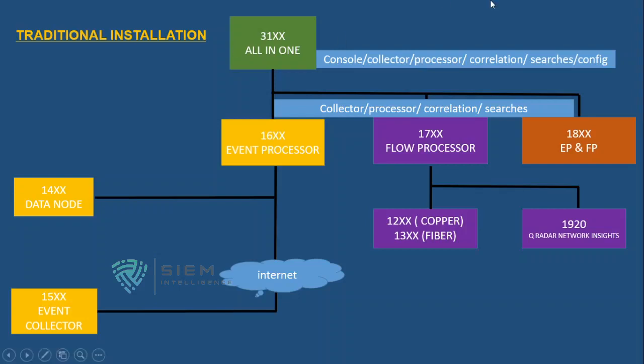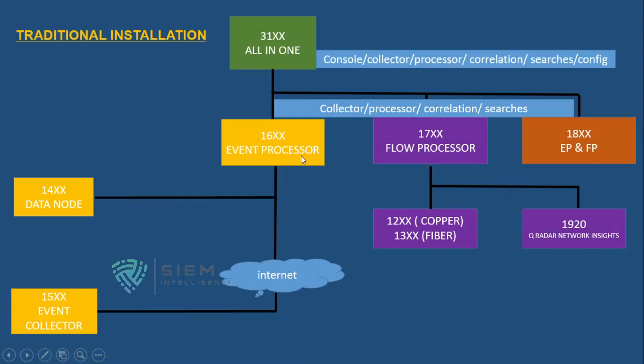You can put all these boxes into one consolidated box, and logs will be sent directly to this all-in-one box. Other than this, you can extract features like collector, processor, correlation, and searches, keep it as an event processor, and extract a flow processor, and use both as FP and EP. From now onwards I will talk about EP and FP. EP is event processor, EC is event collector, and QNI is QRadar Network Insights.